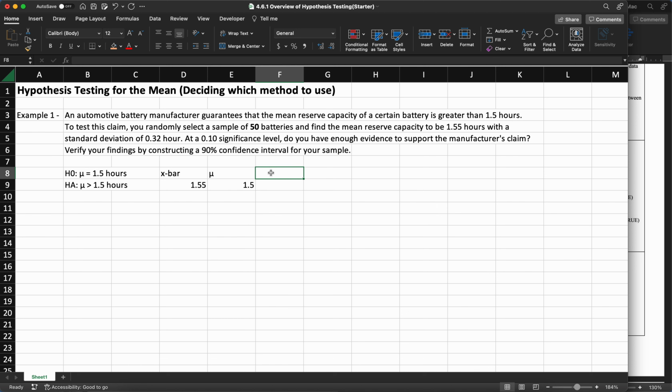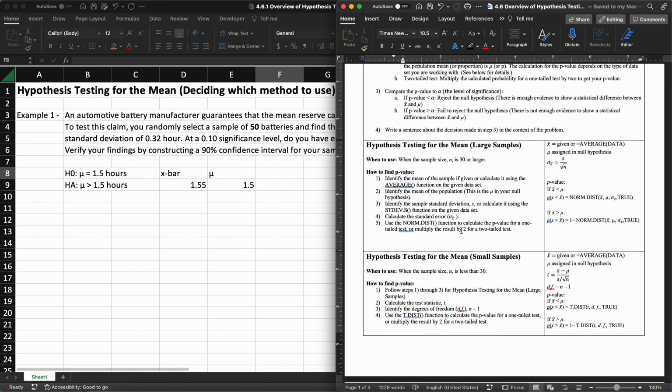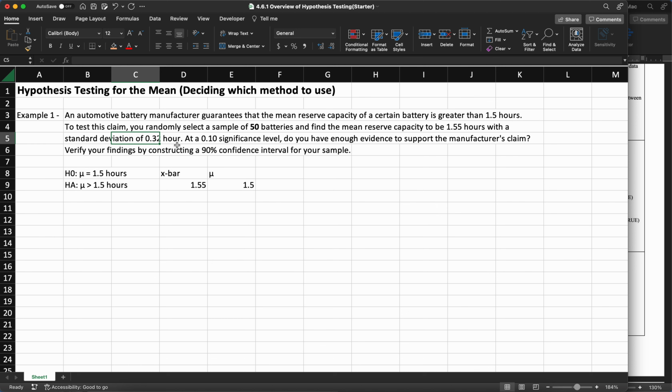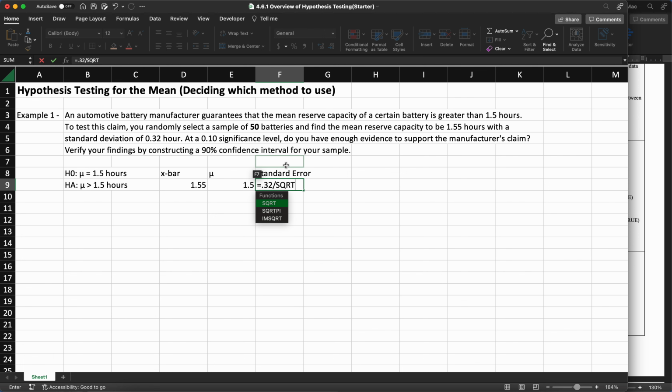And then we have to find the standard error. In order to calculate the standard error, we have to identify the standard deviation. So S is either given, or I have to calculate it using given data. Again, I'm not given any data here. I'm given the statistics on the data. This is the standard deviation. So the standard error is going to be the standard deviation, 0.32, divided by the square root of n, which is 50.